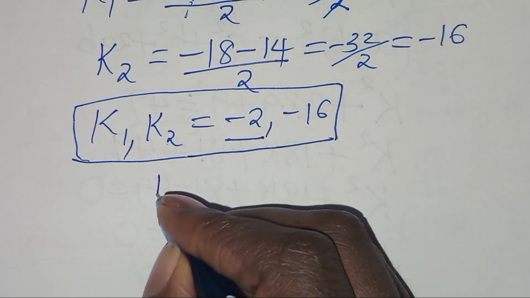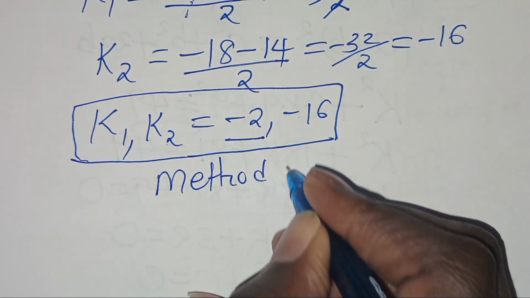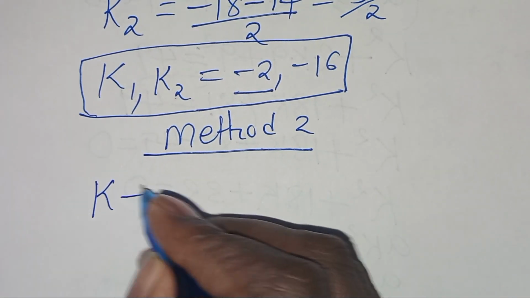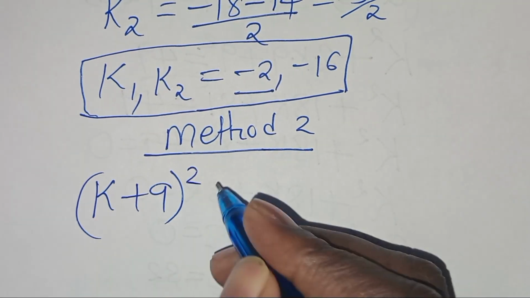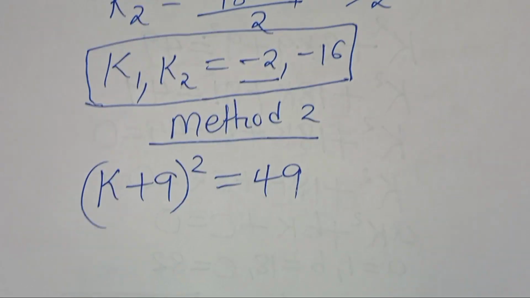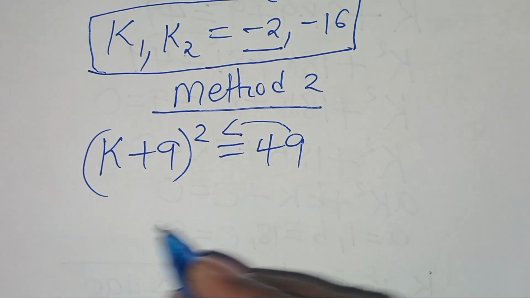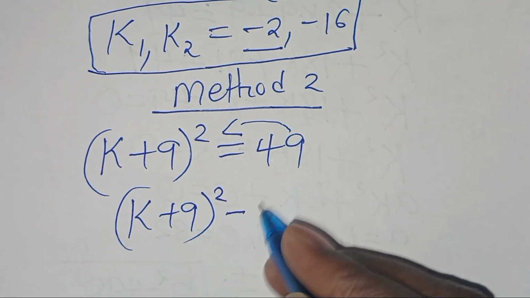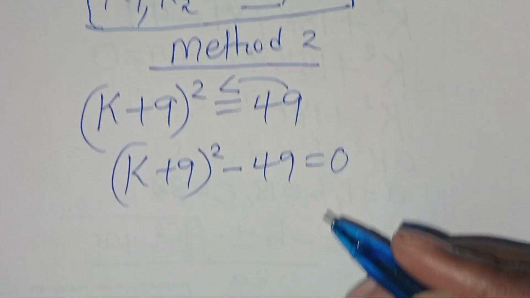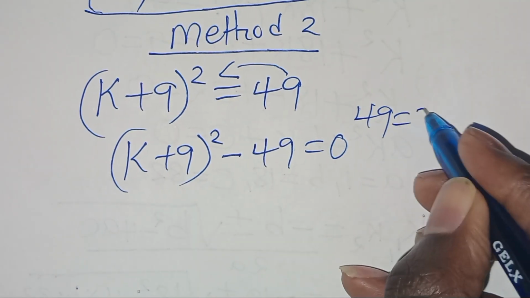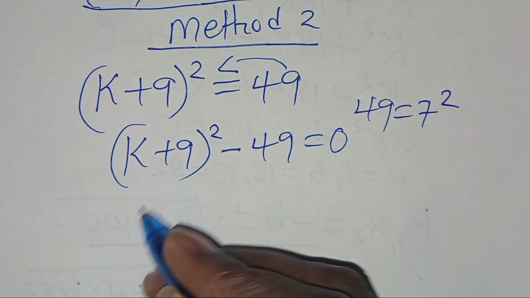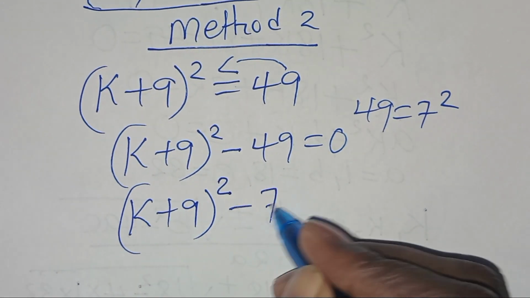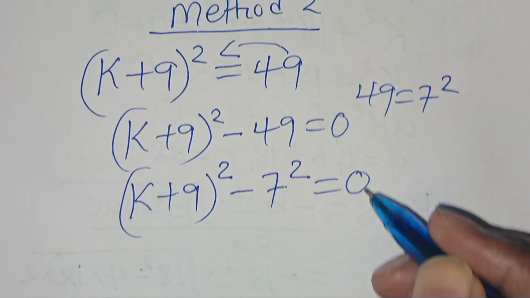So let's apply method 2 here. In this case, we have (k + 9)^2 = 49. So let's take 49 to the left hand side. So this is (k + 9)^2 - 49 = 0. We can express 49 as 7^2. So this is the same thing as (k + 9)^2 - 7^2 = 0.